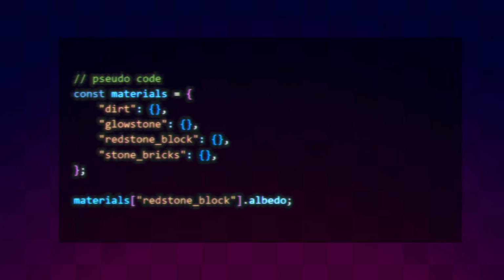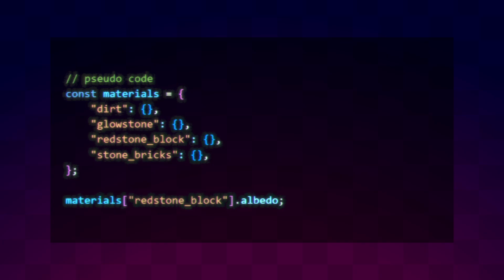For this use case, JavaScript provides us with objects that can store key value pairs. In practice, this means taking the ID, which we could say is the same as its name, and using it to look up the material. The object associates each specific block name with its material.